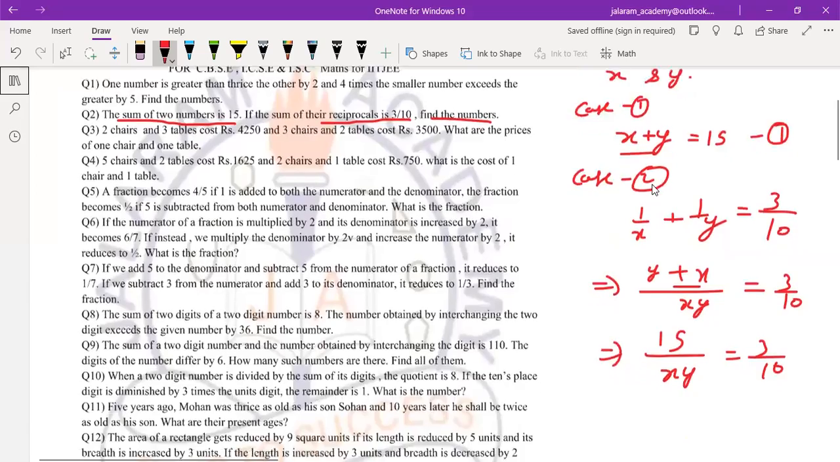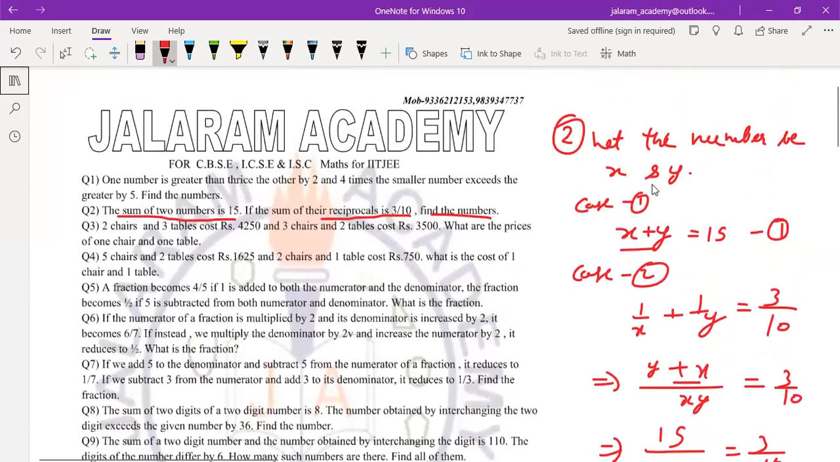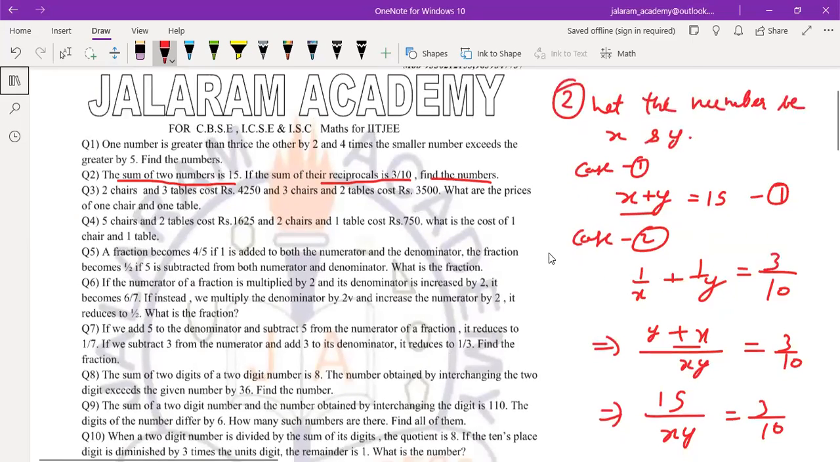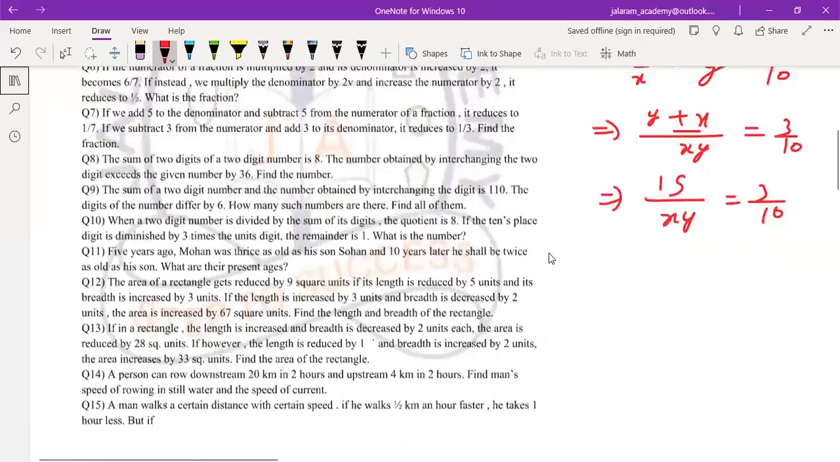So students, continue to solve the questions with the method which I have discussed in the first two questions. We will discuss the remaining questions in the next sessions. So continue to solve them and ask if you have any doubts.